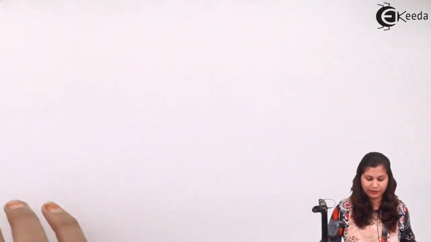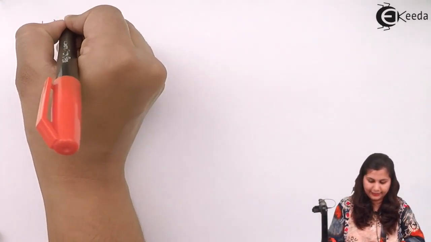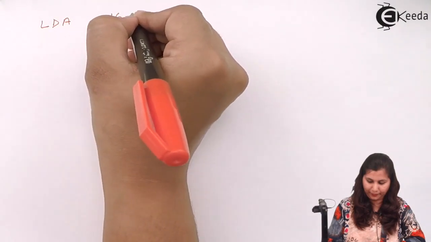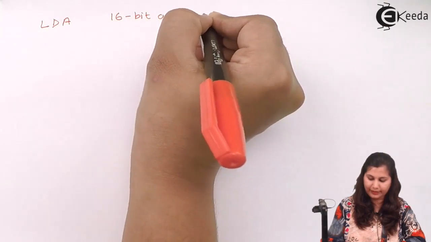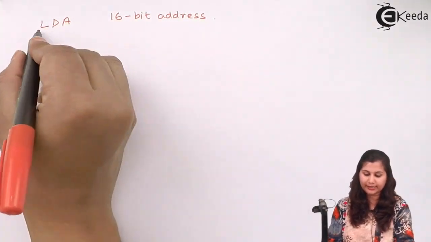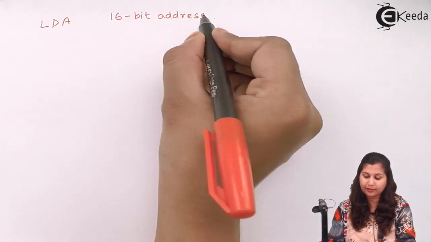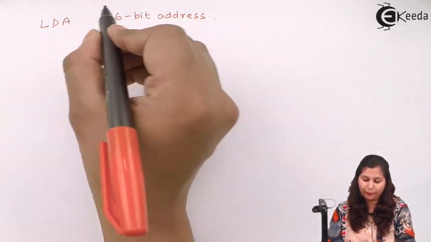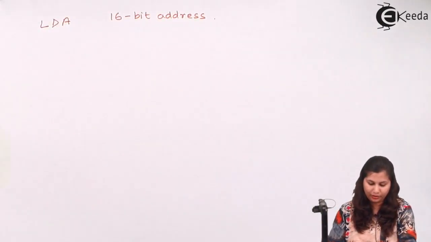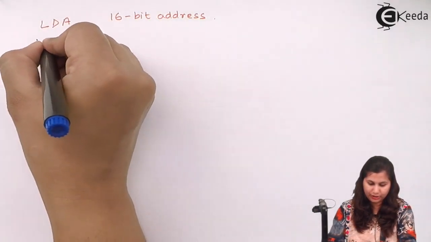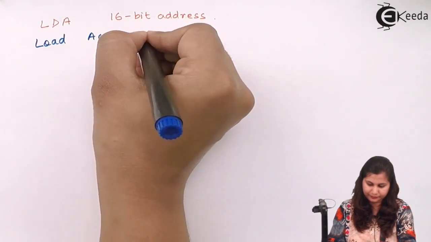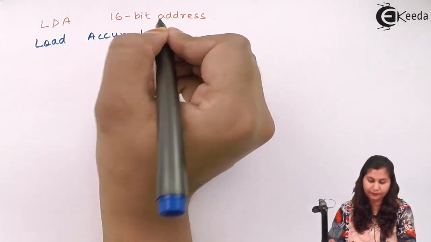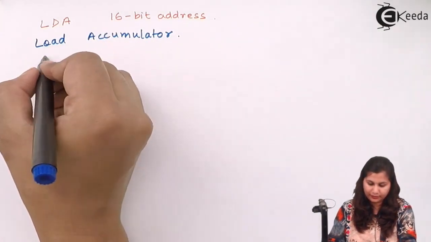Third data transfer instruction is LDA, and the operand is a 16-bit address. This is our opcode, and this is our operand on which the operation has to be performed. This instruction is load accumulator. What is it doing?